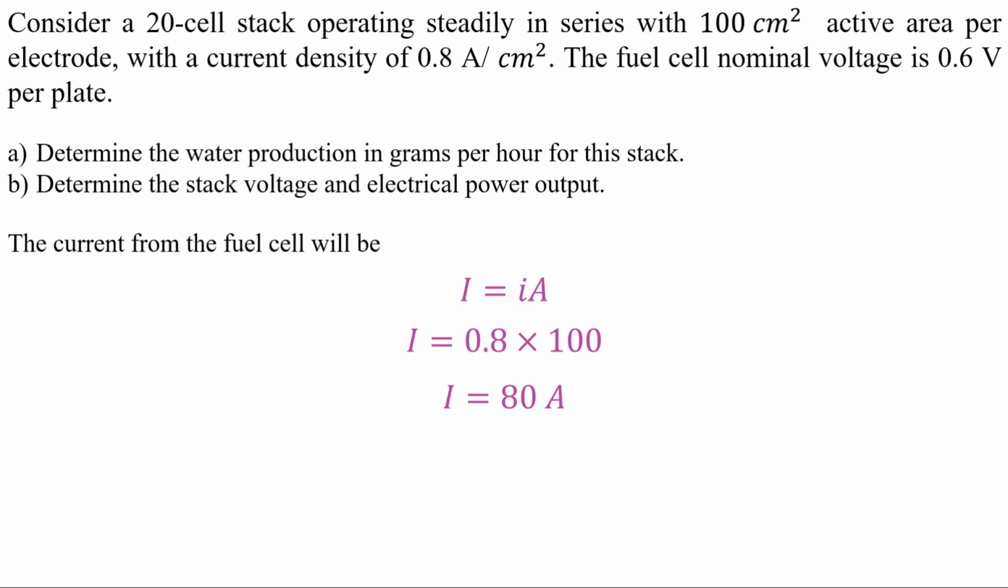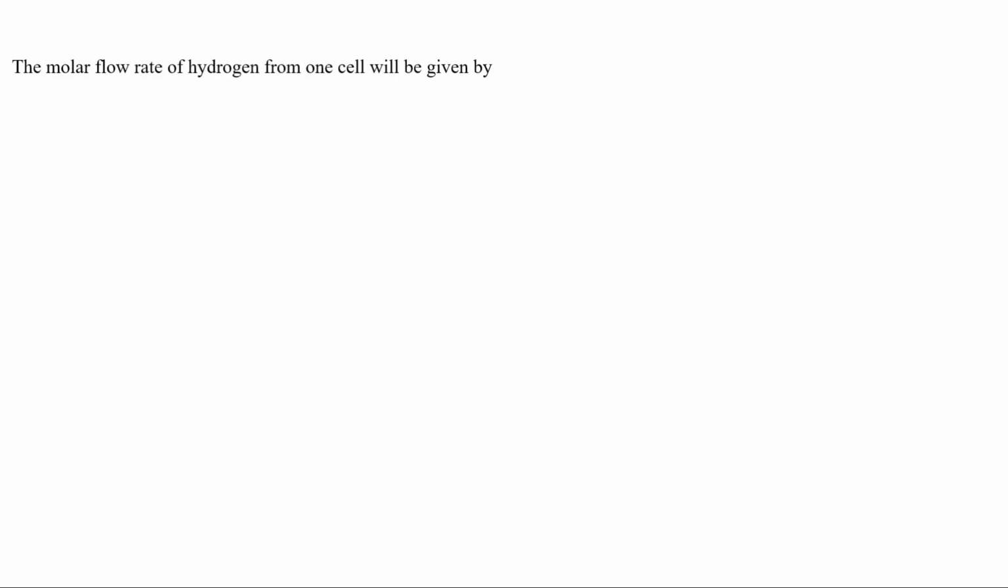Now we have the current produced by the fuel cell, so we can determine the water produced from the fuel cell in grams per hour for this stack. We will simply use Faraday's law in order to determine the water production. The molar flow rate of hydrogen from one cell is given by Faraday's law, I over nF. I is the current from the fuel cell, n is the number of electrons involved in 1 mole of water production, and F is the Faraday constant.